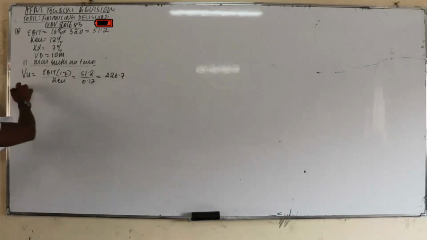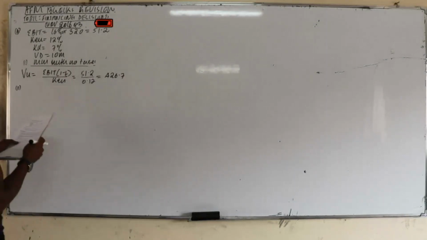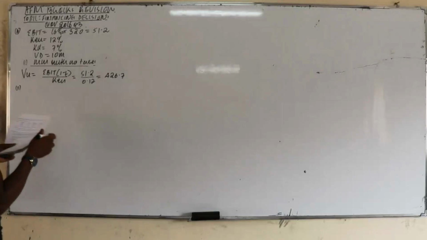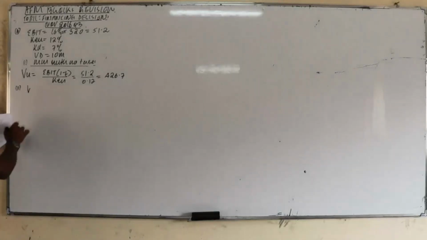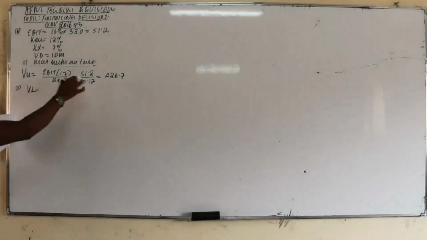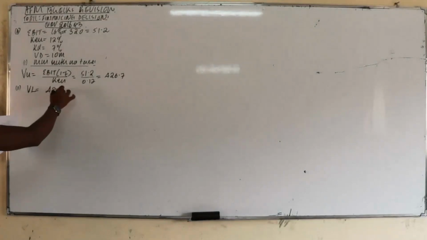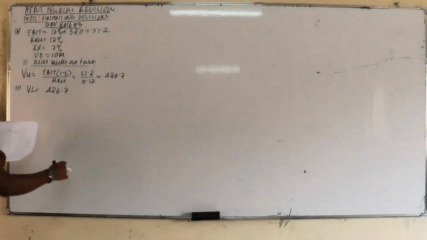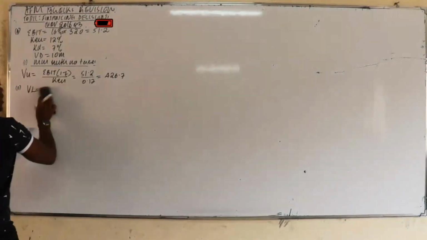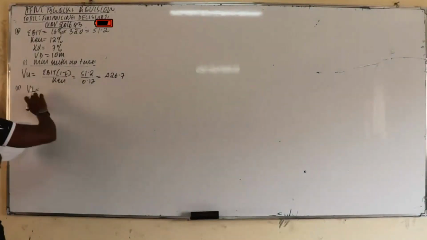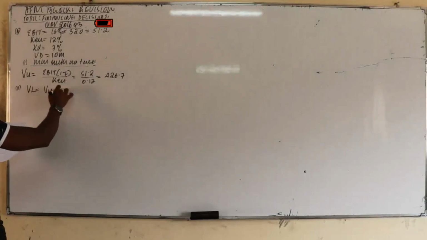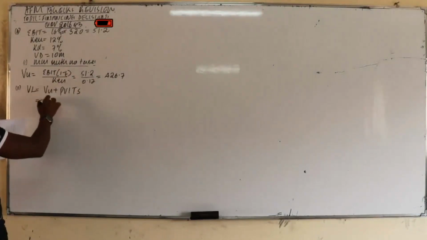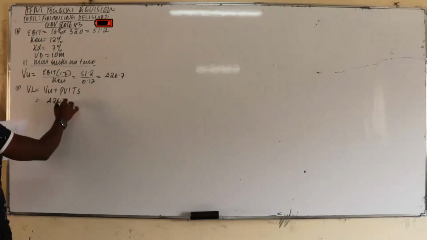426.7. Number 2. The current value of the levered firm, if it uses 10 million of 7% debt. So the value of the levered firm will still be 426.7. Yes, because the value of the levered firm is the value of the ungeared plus the present value of the interest tax benefit. The value of the ungeared firm we have is 426.7 plus.